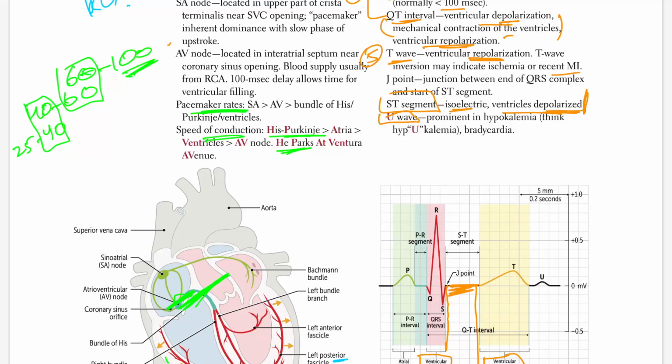What is U wave? U wave, we are looking at it prominent in hypokalemia. Think hypokalemia or bradycardia. And U wave is right here. So the mnemonic is hypokalemia: for hypokalemia, you're going to say hypo, U is for O. Okay, so that's what we have when we look at all of this.